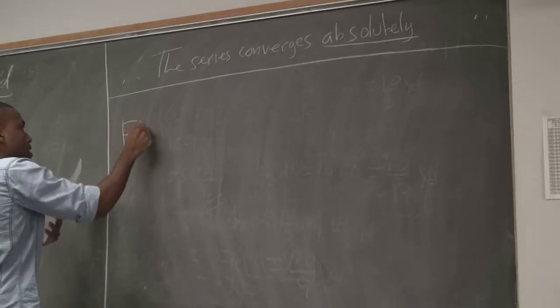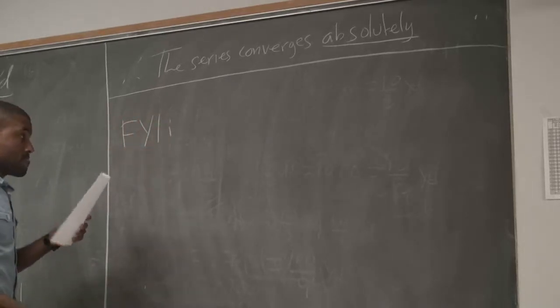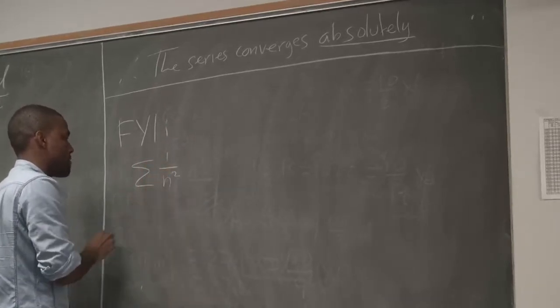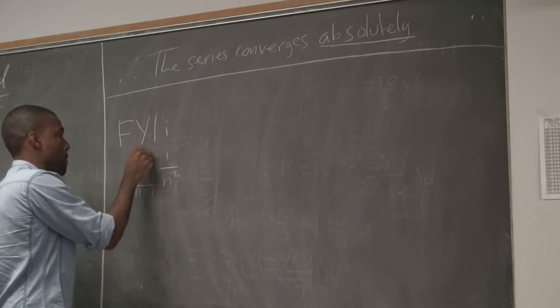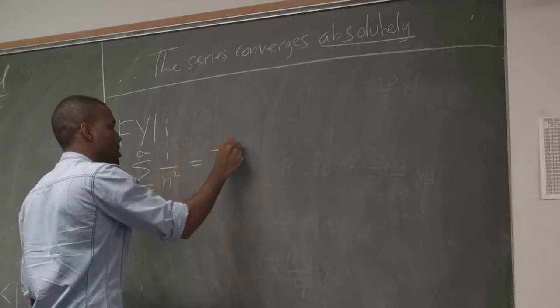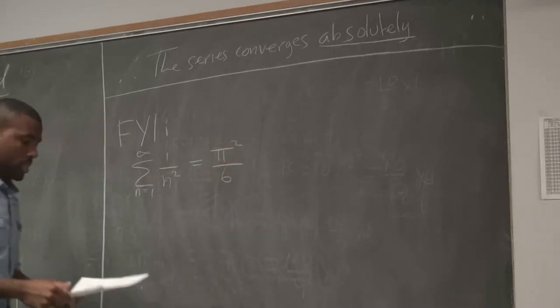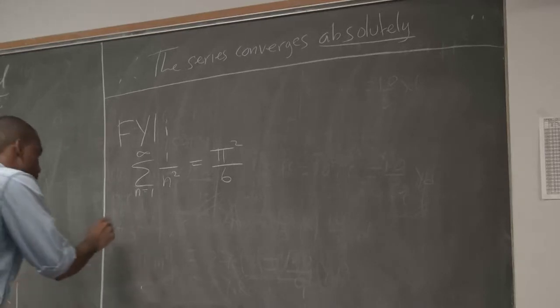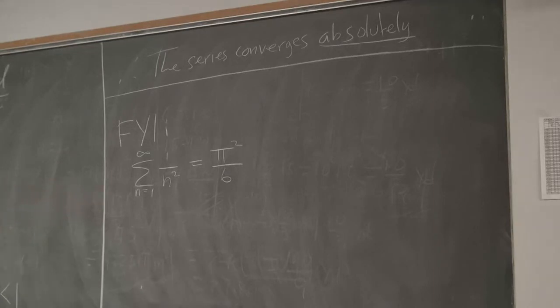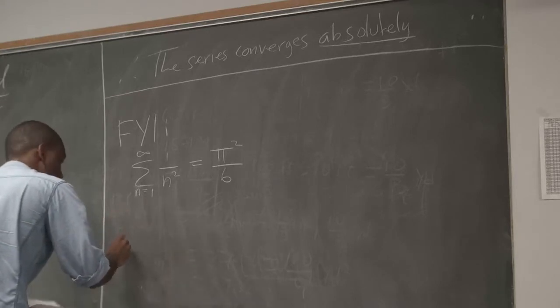For your information, this series, 1 over n squared, we know this guy converges. What I probably never told you was that this converges to pi squared over 6. I'm telling you about this because there are many ways to derive it, but there's one way in which a calculus 3 student can appreciate, which I thought I'd tell you about.